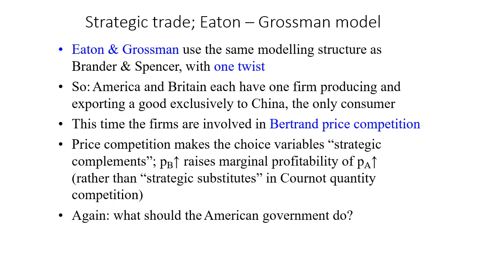The Eaton-Grossman model is not too much different from the Brander-Spencer model that we've done before. Still having America and Britain, still having firm A and firm B, still having China as country C, who is the only consumer of the one good that both America and Britain are exporting. Except now we're not dealing with the Cournot duopoly, we're dealing with Bertrand price competition, so we're finding some optimal price, and that leads to some form of profitability.